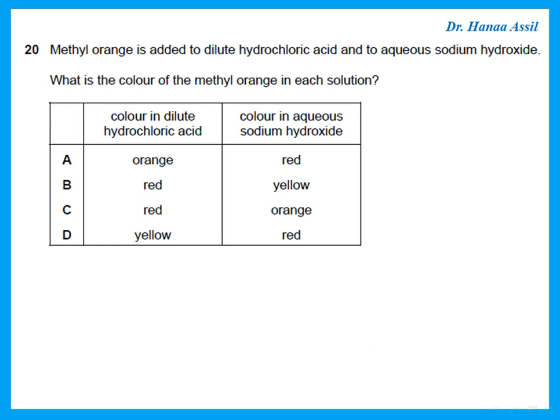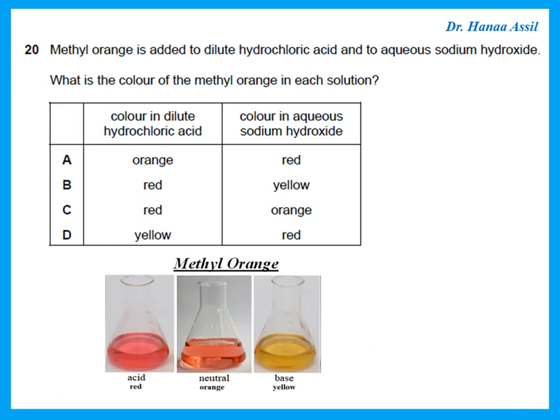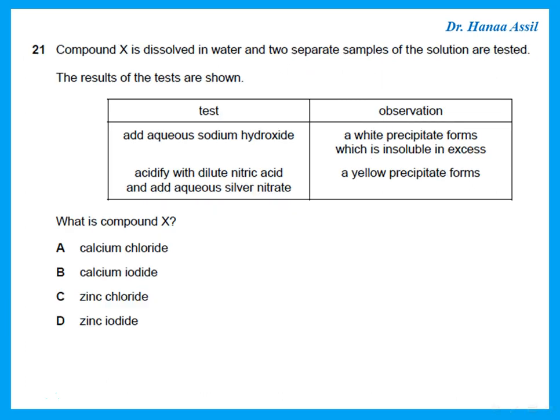Methyl orange is added to dilute hydrochloric acid and to aqueous sodium hydroxide. What is the color of methyl orange in acid and in base? You know that sodium hydroxide is a base. You have to remember these colors. When you put methyl orange in acid, it is red. In base, it is yellow. So my answer is B.